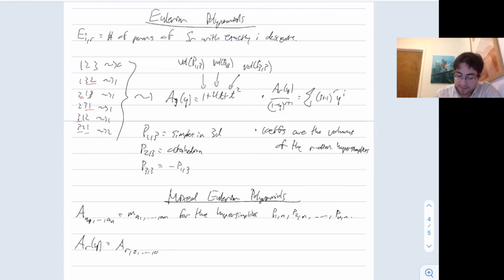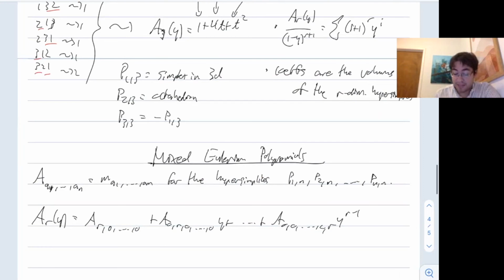it would look like this: 0y plus A_{0,0,0,r} y^{r-1}. So you would pad with zeros, and this r would travel through the padding of zeros, and these give you the coefficients. And the reason is that the mixed volume specializes to volume when you take the mixed volume of something repeatedly with itself. So these are the actual volumes of the corresponding hypersimplices.